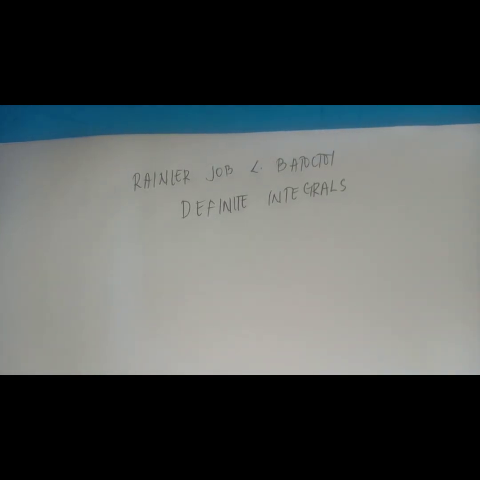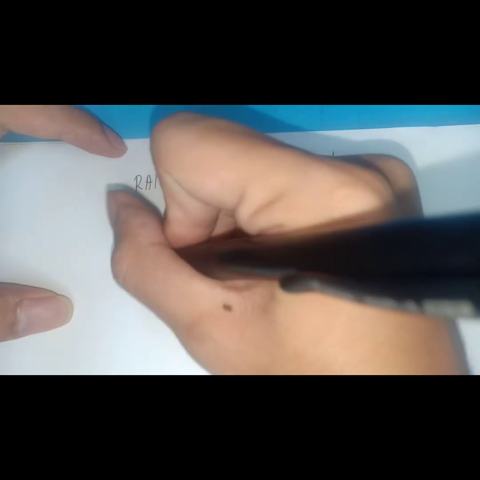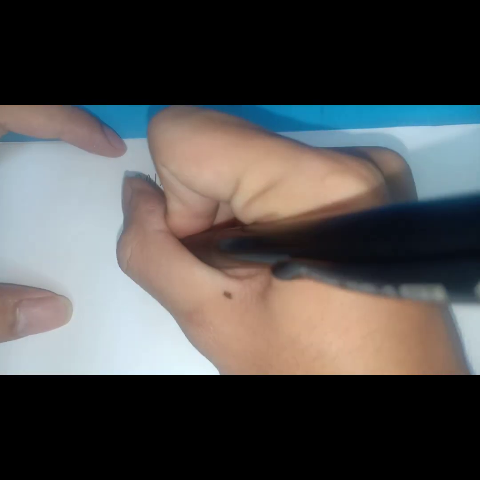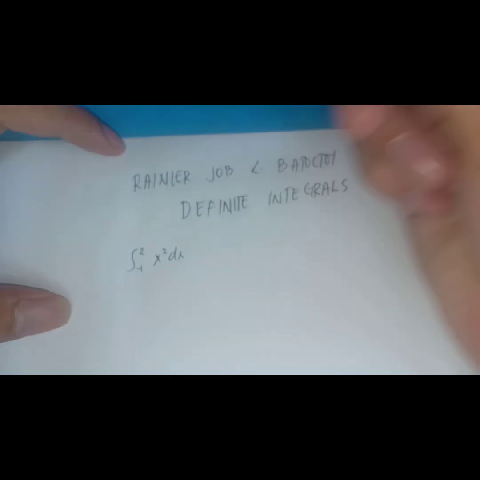Good, first we're going to find the antiderivative of x squared dx evaluated from -1 to 2.